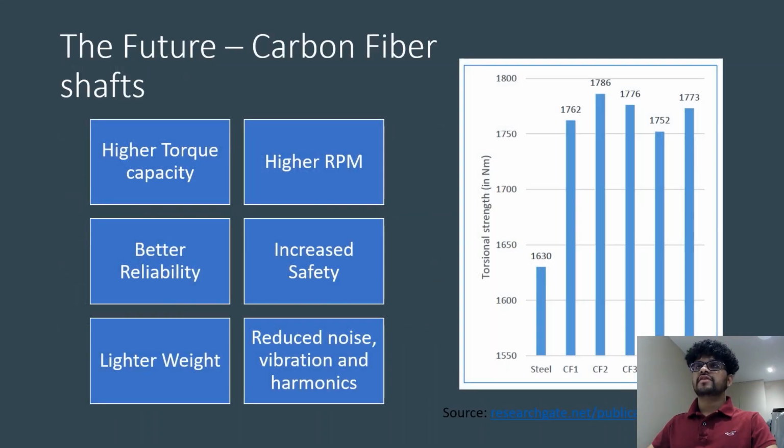The future of shaft manufacturing is a composite material such as carbon fiber. An increase in torsional strength by 8.5% along with weight reduction of up to 60% leads to an increase of strength to weight ratio by 300%, which indicates the carbon epoxy shaft can successfully replace the steel shaft.